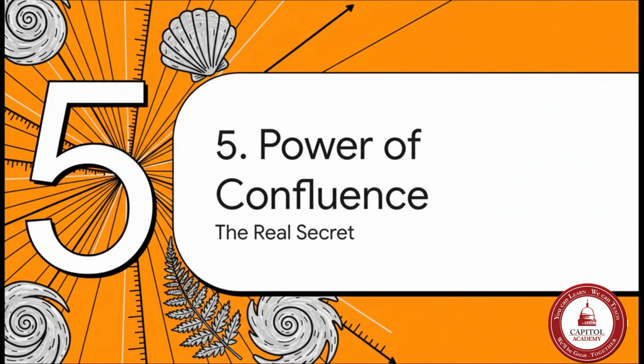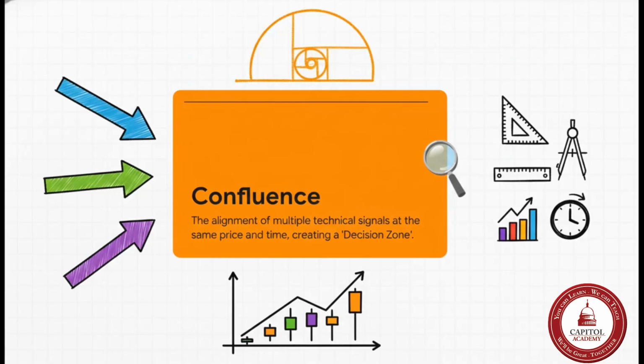Because a single Fibonacci level is, well, it's just a line on a chart. It's totally meaningless by itself. The real secret to making any of this work is a concept called confluence. So what is confluence? It's when several different, completely unrelated tools all point to the exact same price area. It's kind of like having multiple witnesses all telling the exact same story.